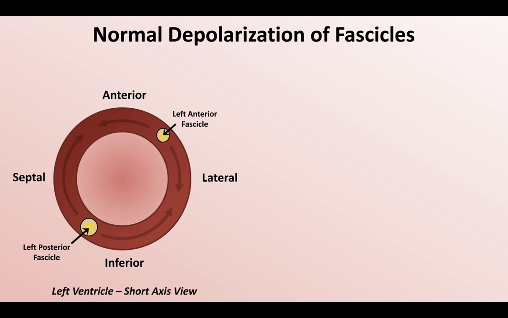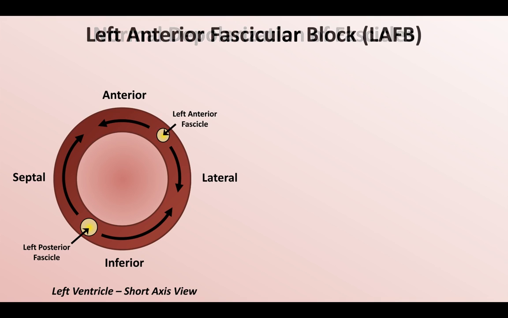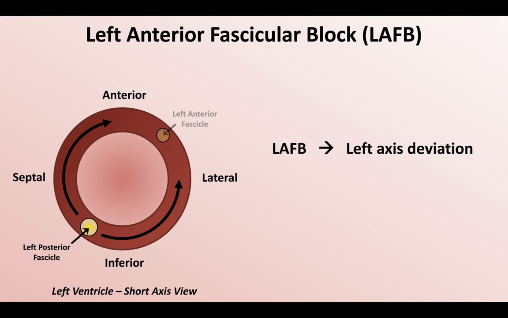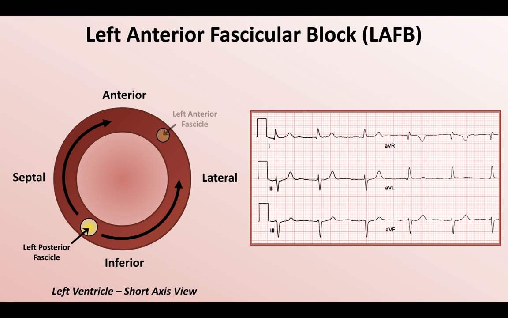Normally, depolarization spreads circumferentially from both at the same time, such that the net depolarization vector is partially cancelled. In left anterior fascicular block, the myocardium is depolarized solely from an inferoseptal or inferomedial direction, which results in a left axis deviation. Here is what this looks like on EKG. Only the limb leads are shown because the precordial leads are typically not affected by this.